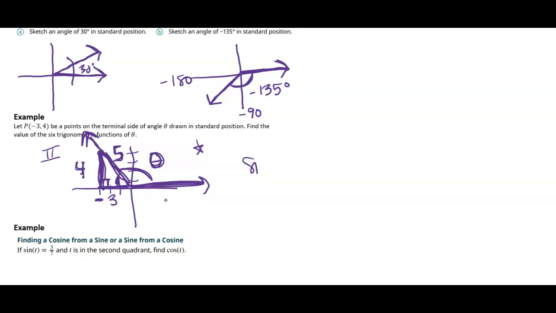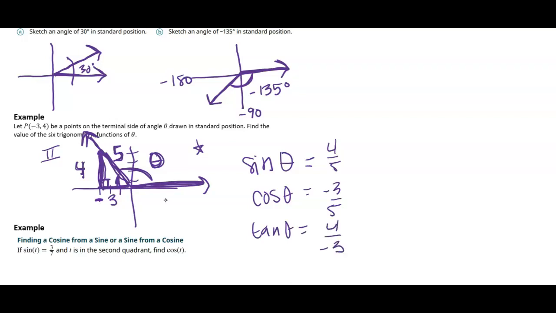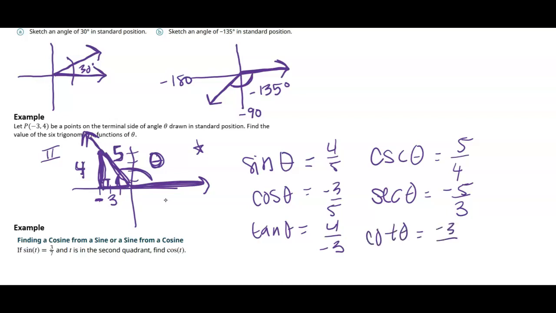So that means the sine of theta must be still opposite over hypotenuse. The cosine is going to be adjacent over hypotenuse. Tangent is going to be opposite over adjacent. Cosecant will be the reciprocal of sine. Secant will be the reciprocal of cosine. And cotangent will be the reciprocal of tangent.